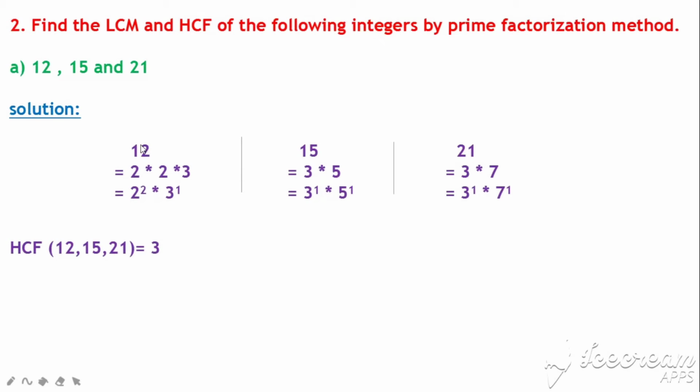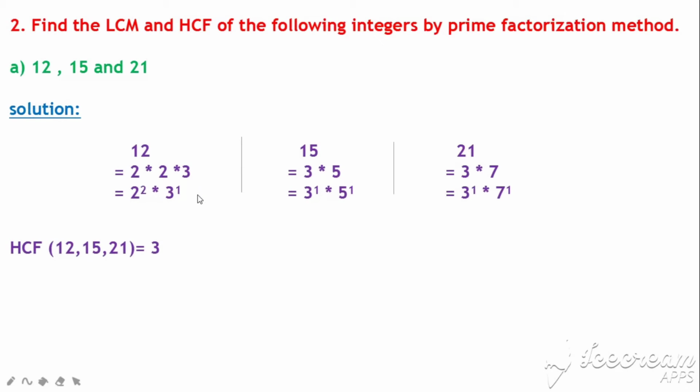Now how to find the LCM? LCM is nothing but the greatest power of each prime factor. Now here the prime factors are 2 square, 3 power 1. Here 3 power 1 is already present, so 5 power 1 and now 7 power 1. So what are the prime factors? 2 square, 3 power 1, 5 power 1 and 7 power 1.